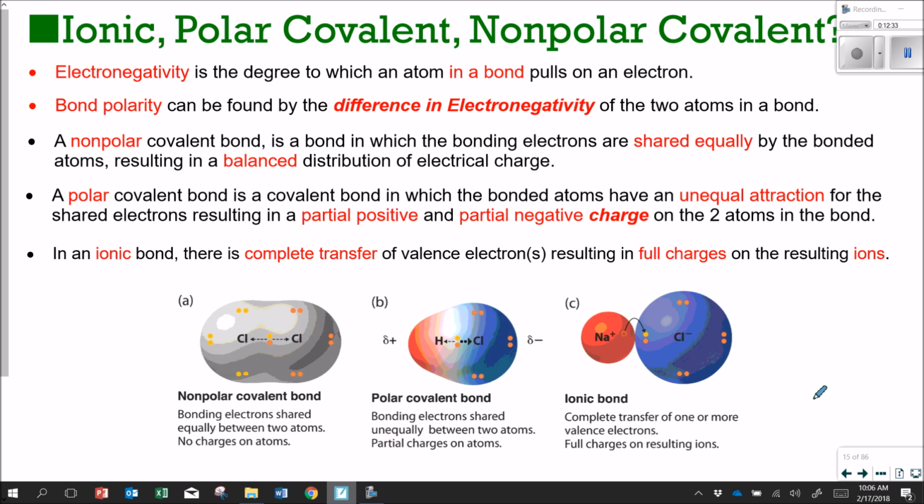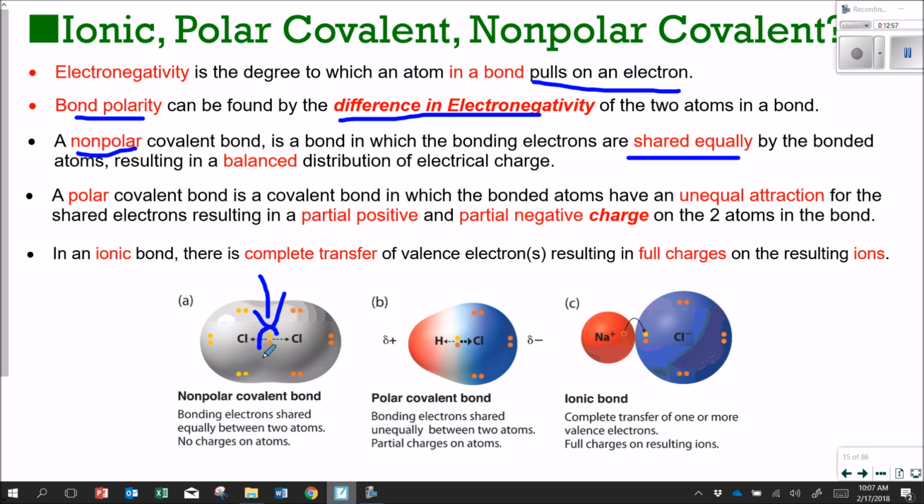Remember that electronegativity is the degree to which an atom in a bond pulls on an electron. So bond polarity will be found by the difference in electronegativity between two atoms in a bond. A non-polar covalent bond is a bond in which the bonding electrons are shared equally. We can see that over here in the chlorine molecule, where the two electrons are shared equally between the two chlorine atoms.